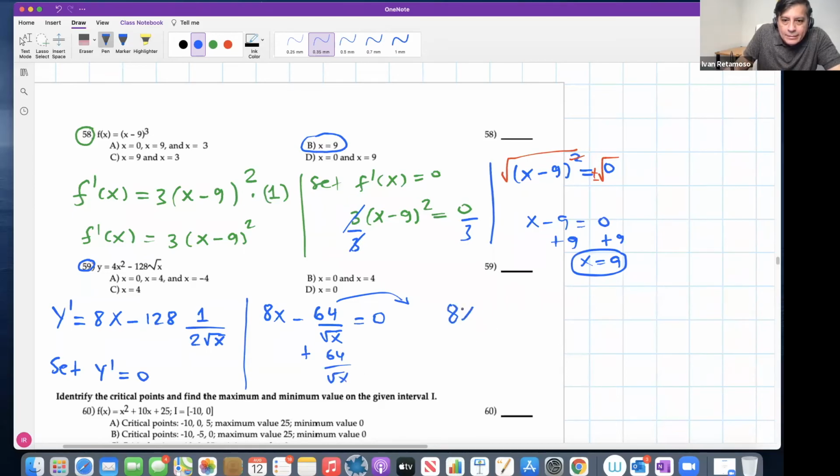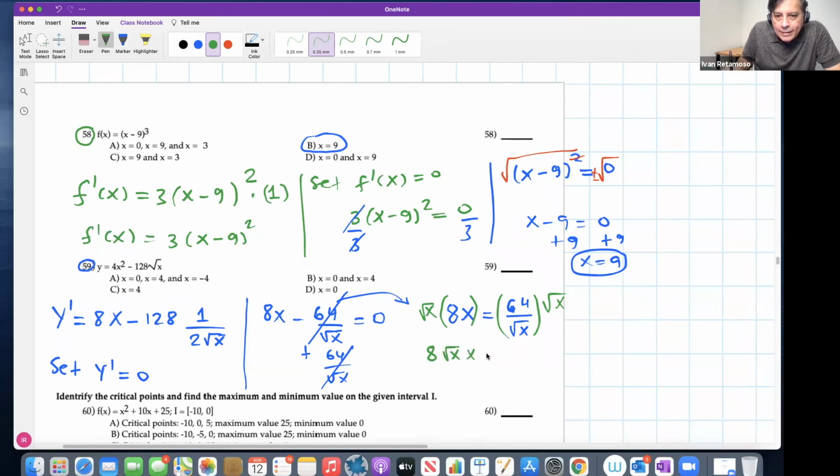Algebra again, right? This is why you learn a lot of algebra in previous courses, right? Here is where the reason comes up, right? Algebra. Now I think one thing I can do is multiply both sides of this equation by the denominator square root of x. So I will have here 8 times square root of x times x equal 64. Very tricky.